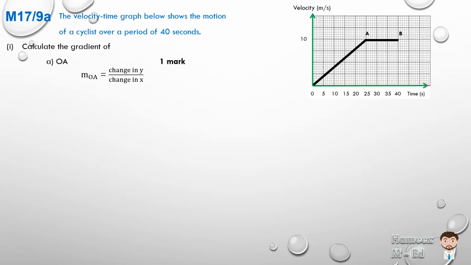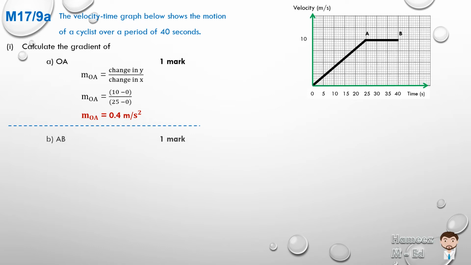If we look at that OA line and we want to get the gradient, then the change in y is 10 minus 0. That's the change in the y values, how much it went up vertically. And the change in the x values will be 25 minus 0. So 10 minus 0 is 10, 25 minus 0 is 25, so we're left with 10 over 25. You could break it down if you want: 5 into 10 is 2, 5 into 25 is 5, so you get 2/5. Or you could write it as a decimal, 0.4 meters per second squared. Any of these will work.